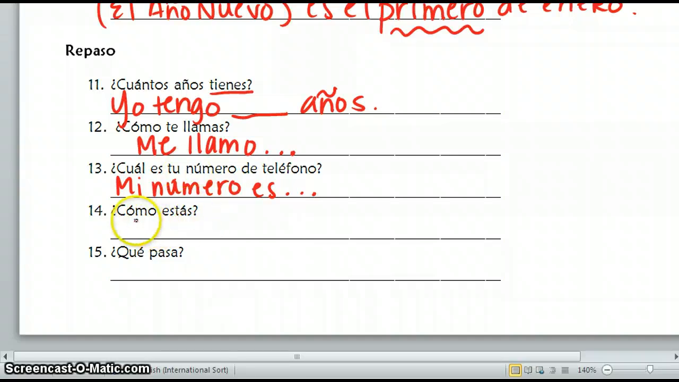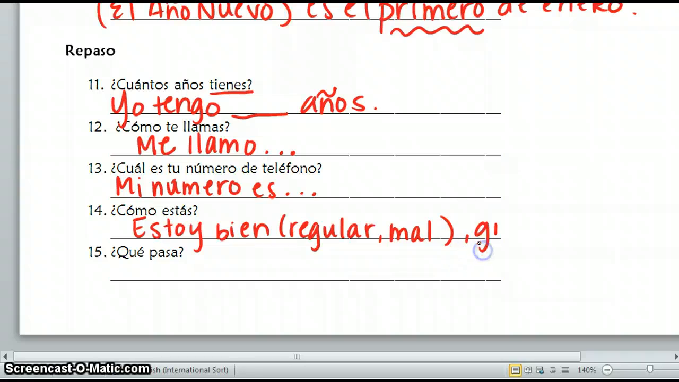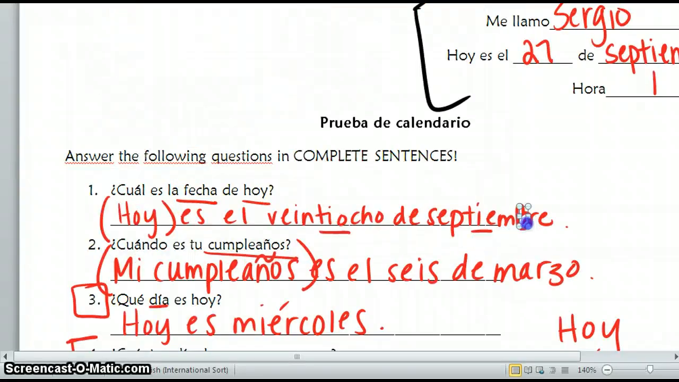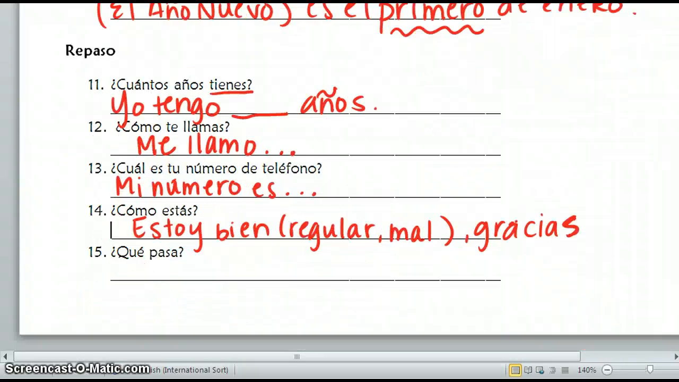14, ¿cómo estás? That's a simple answer. Estoy. You could have said estoy bien. You could have said estoy regular. You could have said estoy mal. There's a lot of answers you could have had, but any of those would work. You could have said estoy bien, gracias. And your last one was really simple. All I was asking you was what's up, and all you had to write was nada. It's the only one that wasn't going to be in a complete sentence.